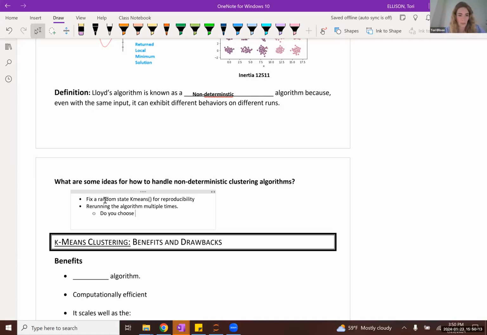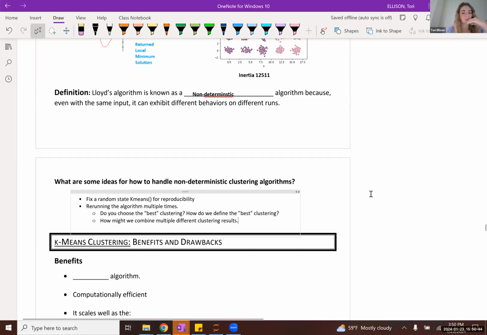Do you choose the best clustering? And then, if you're indicating that one clustering is better than the other, you want to think about how do we define the best clustering. And if you choose to not just select the best clustering, you might think about how might we combine multiple different clustering results?